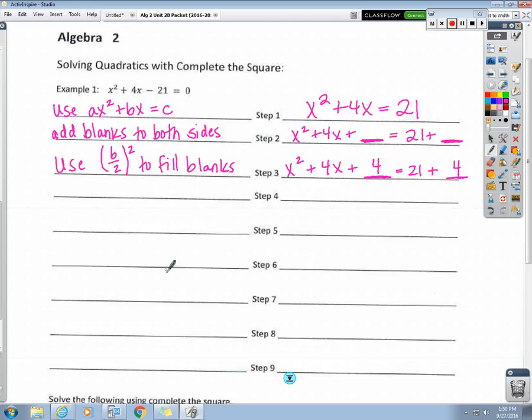Okay, step 4, you're going to factor the left side. And then combine the right side.